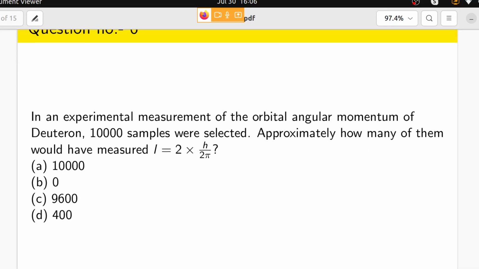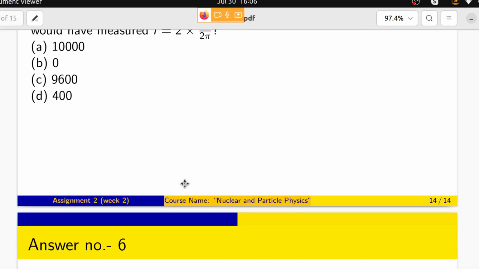In an experimental measurement of the orbital angular momentum of the deuteron, if mass samples were selected, approximately how many of them would have measured l equal to 2 times h by 2 pi? That type of question is there, like how many of them would have the measured l. So these are the questions.